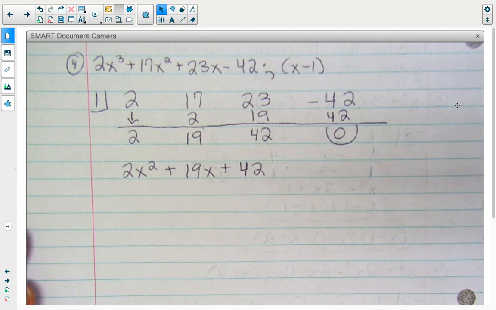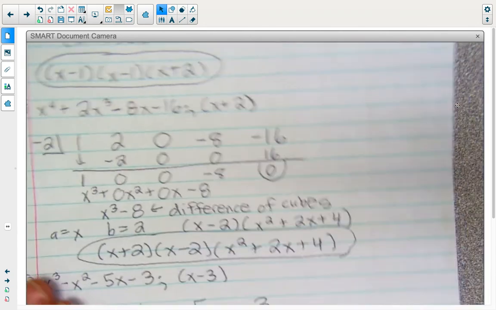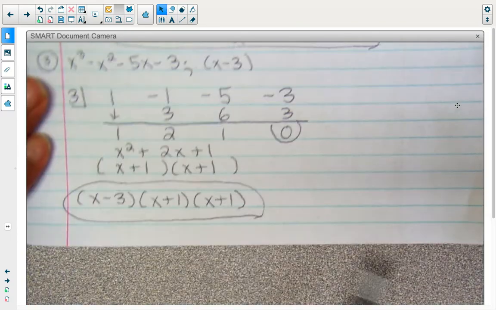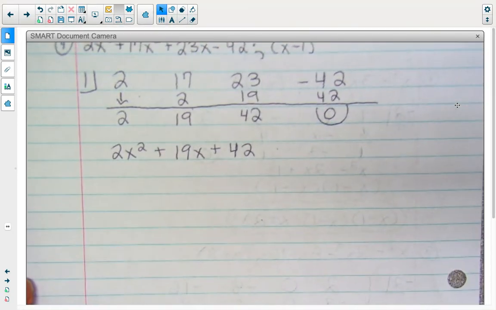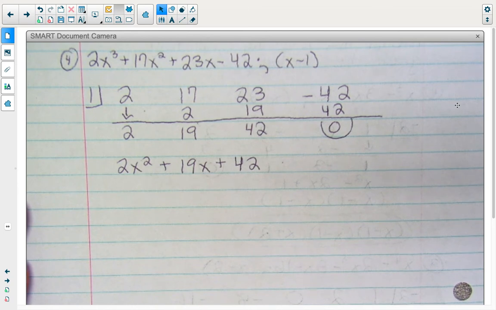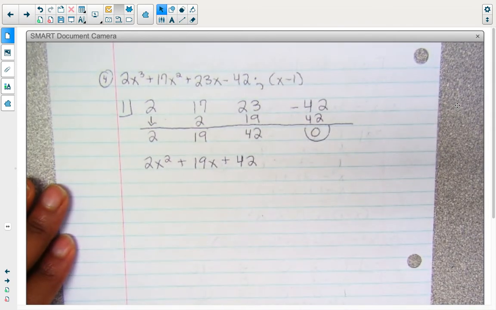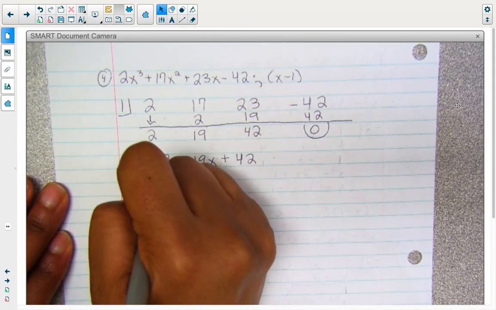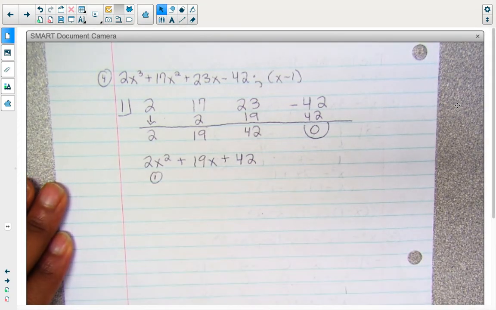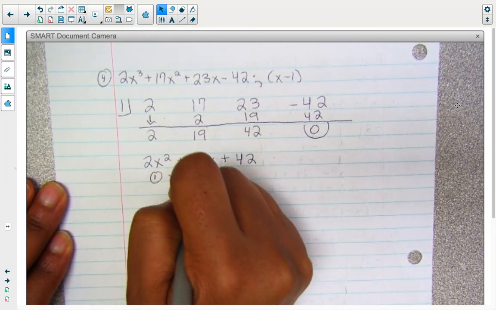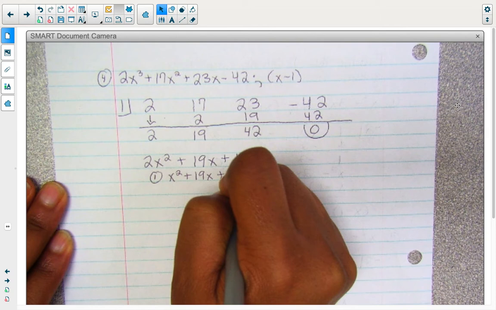Now, this is the 4-step method. I'm going to flip my paper over for just a minute. All the other factoring we did was 1x squared. If you have a different coefficient in the front, you're going to go through those 4 steps that I showed you. So I'm going to go through those 4 steps to refresh our memory about doing the 4-step method. So step 1, multiply the first and the last number. 2 times 42. That gives me x squared plus 19x plus 84.